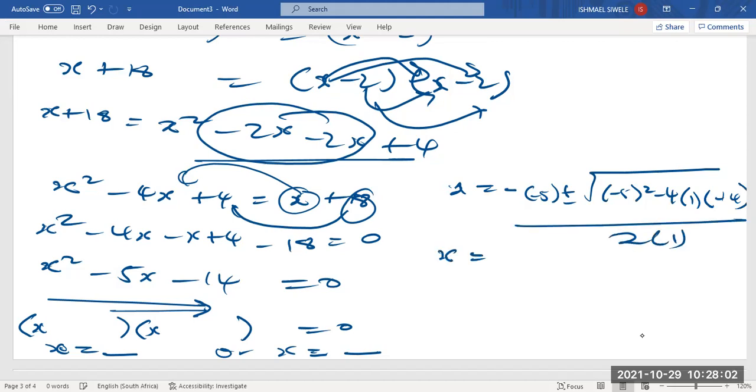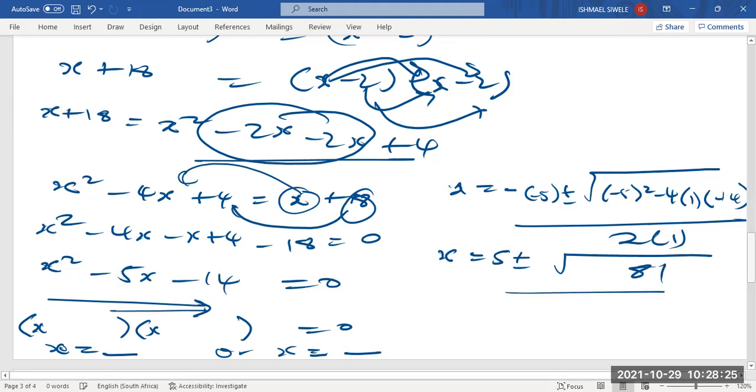What is our a there? That is 1. So x is equal to negative times negative 5, that is 5, plus or minus the square root of everything that is inside. I just put it on the calculator. So I have negative 5 squared minus 4 multiplied by 1 multiplied by negative 14, and that is 81. So I'm going to have the square root of 81, divided by 2, right? Now I'm just going to split and get my solutions straight away, right? So I have 5, put plus first, square root of 81 divided by 2. In doing that, I get x equal to 7. And then if I change the sign now to minus, I get x equal to negative 2, right?